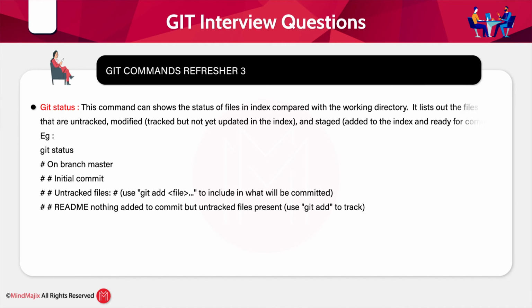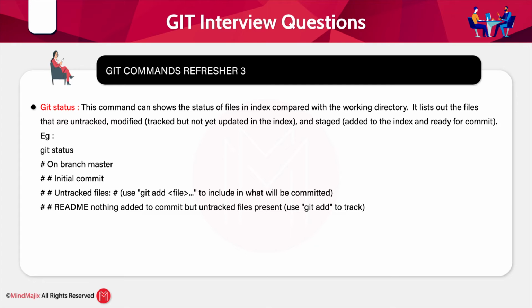Git status allows us to see whether the working tree is clean or not. See, this command shows the status of the files in the index, the staging area, compared with the working directory. It lists the files that are untracked. Untracked means files in the working directory that are unmodified. Tracked but not up to date in the index is unstaged. Staged means added to the index area and ready for commit.